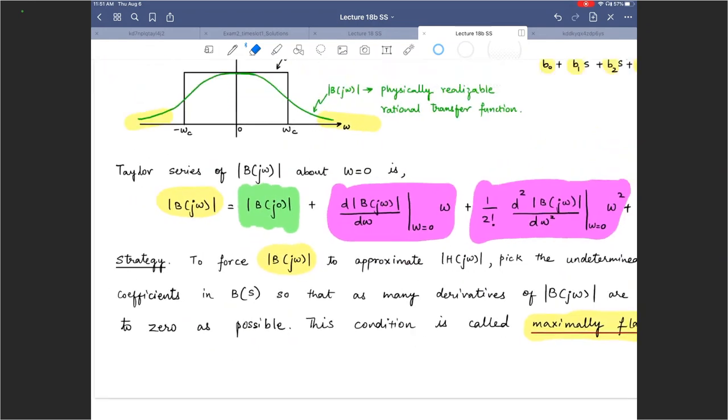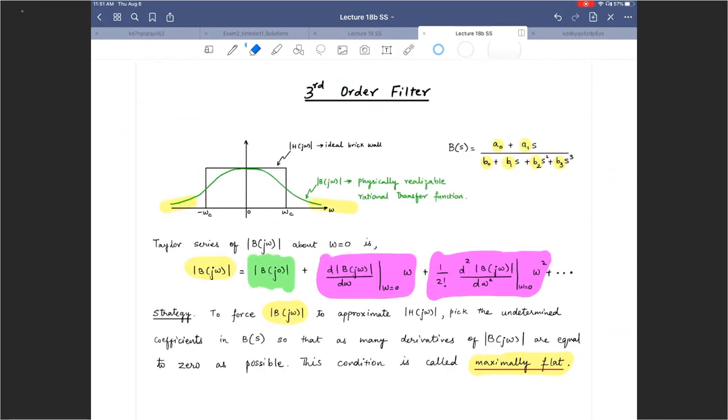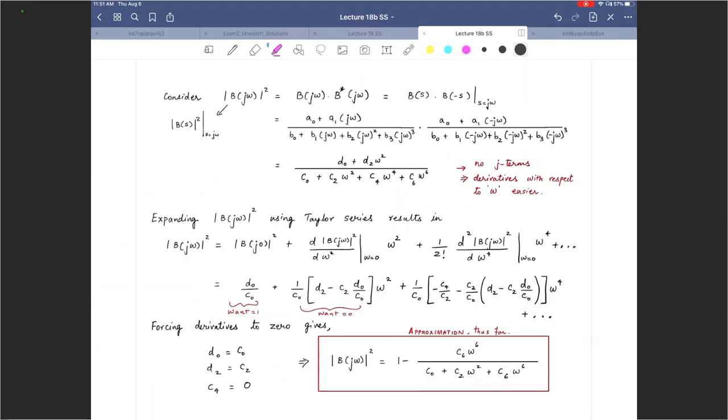So let's take a look. How do you do that? So this is the goal. The goal is, let me highlight this, as many derivatives of B(jω) equal to 0 as possible. So all the pink terms should go to 0. If they go to 0, I may get some constants, A0, A1, B0, B1, B2, B3, that make that happen. That's what I'm after.